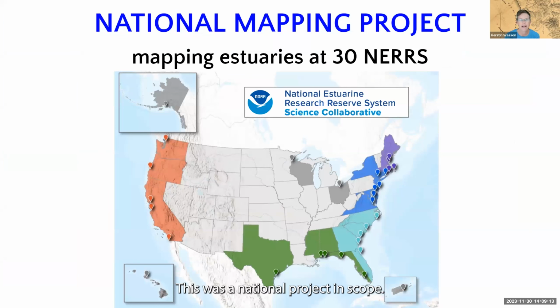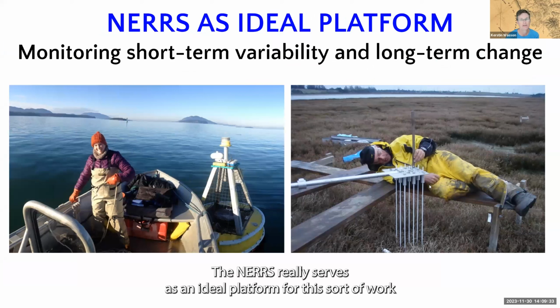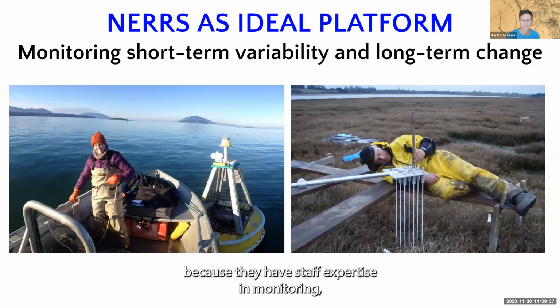This was a national project in scope. We mapped the estuaries associated with all 30 NERRs. And so that allowed us to conduct national syntheses, but also to compare among regions, as shown by the color coding here. The NERRs really serves as an ideal platform for this sort of work because they have staff expertise in monitoring, in mapping, and in stewardship of these national trust resources.